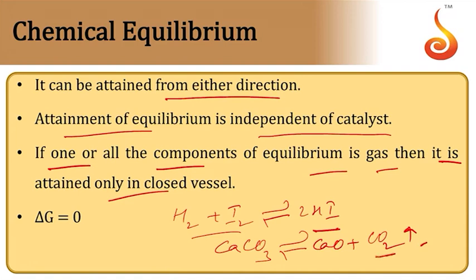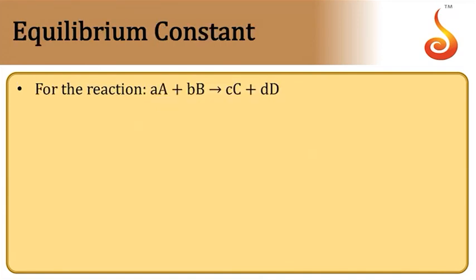So, if one or more components of an equilibrium system, say in the gaseous state, escape, we cannot attain equilibrium in an open vessel. We can attain equilibrium only in closed vessels, because otherwise one of the components escapes. And finally, at equilibrium, the delta G value remains 0. These are the important properties of equilibrium.